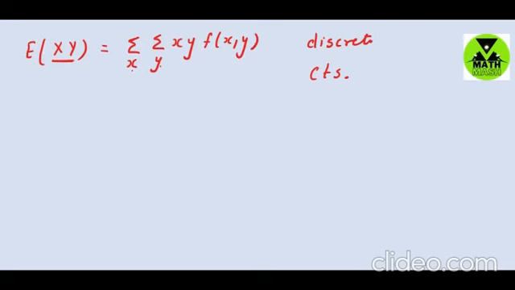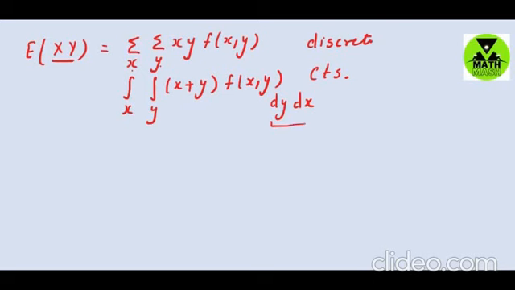In case of continuous, integrate over the values of x, integrate over the values of y. This is x plus y times f of x comma y, that is the joint density function, and first integrate with respect to y, then with respect to x. You can change the order of integration as well, first with respect to x and then with respect to y. Accordingly the limits will change. Similarly, if we want to compute the expected value of, let it be x plus y, this is again some other random variable, a function of x and y. So if x plus y, it is a discrete case.